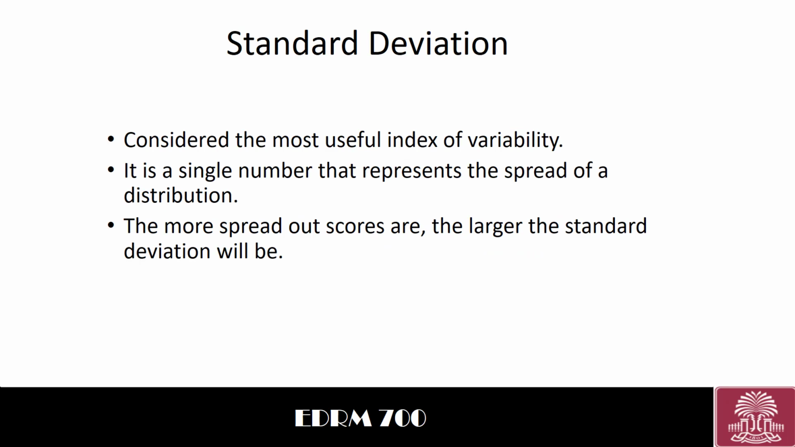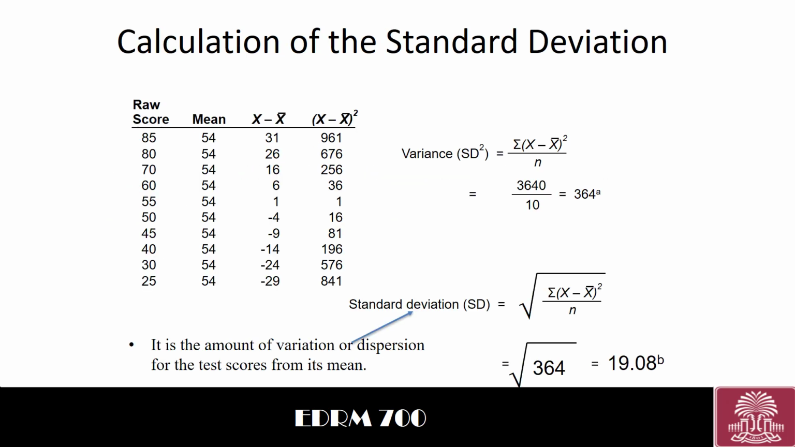Standard deviation is considered the most useful index of variability. It is a single number that represents the spread of a distribution. The more spread out scores are, the larger the standard deviation will be. When you conduct data analysis, data variation is necessary to identify the study effect.